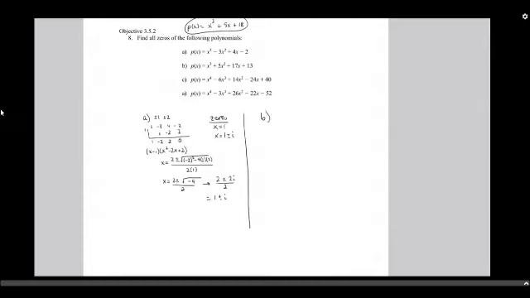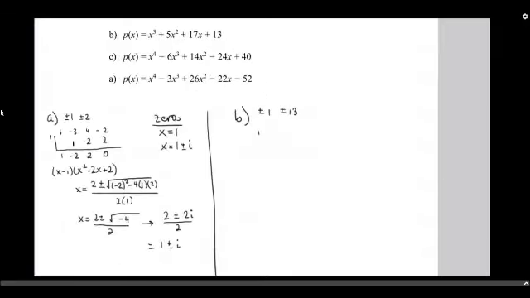Part B starts the same way. We need a list of possible rational zeros. So I'm going to say, well, 13 is kind of nice because we don't have many choices. It's a prime number, so plus or minus 1, plus or minus 13. I'm going to go out on a limb here and say that 1's going to work. Hopefully it does.